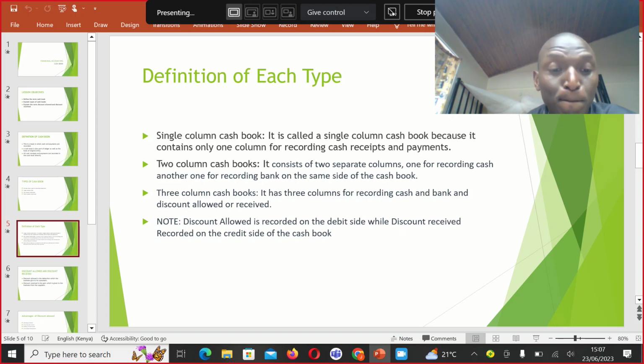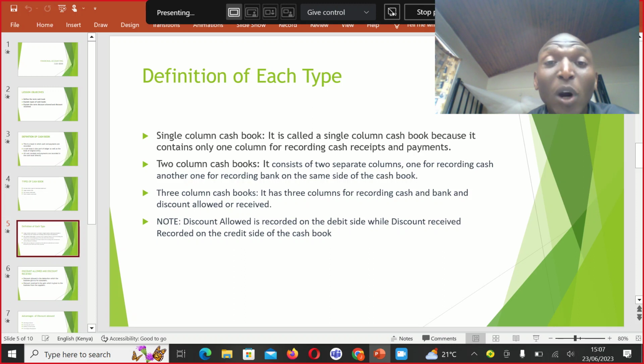For a 3-column cash book, on either side, the debit side and the credit side, it has 3 columns. On the debit side, it has the discount allowed, and on the other side, it has discount received, plus the cash and the bank. Very good.